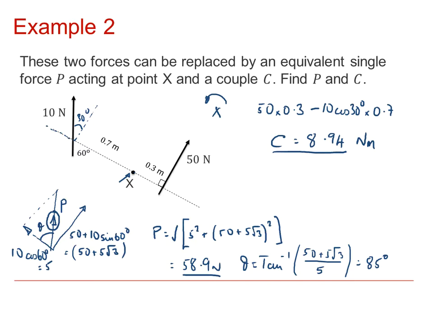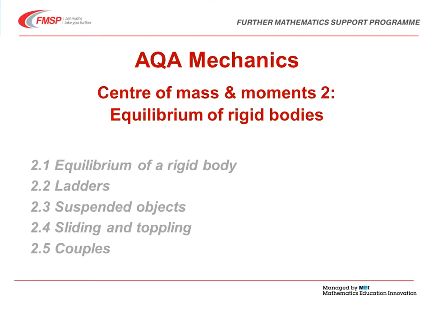So we found that the system of forces is equivalent to a single force P acting at X, which is equal to 58.9 newtons, and a couple which is equal to 8.94 Newton meters. Well, this is the end of this video, and indeed the end of the series of videos in Centre of Mass and Moments section 2.